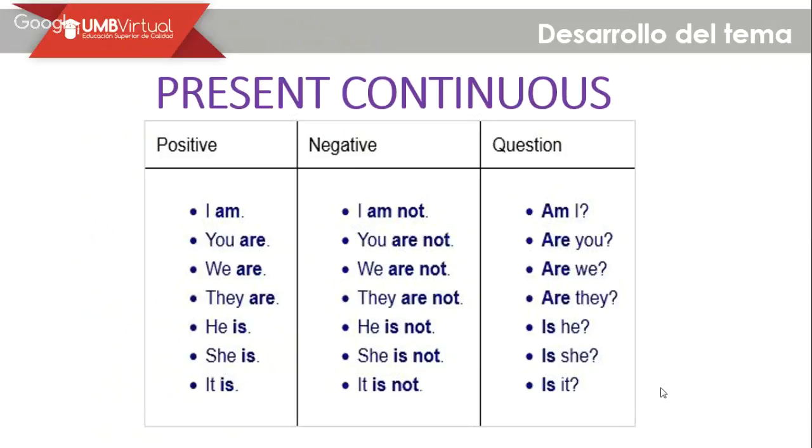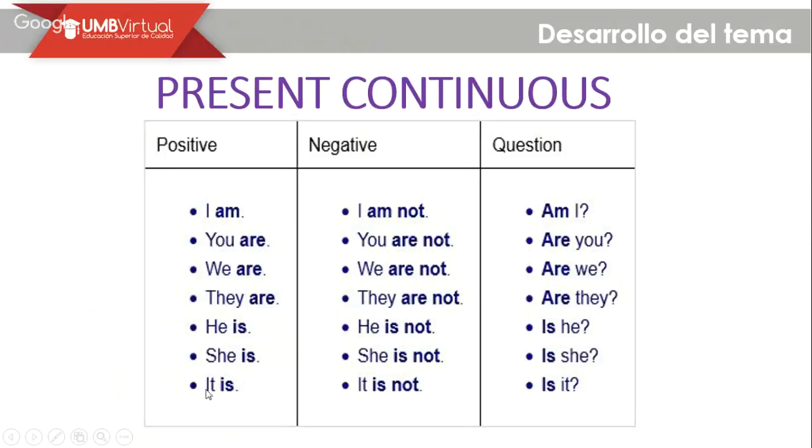In that regard, those sentences are according to different actions that we're doing at the moment we are speaking. So that's why we're going to see right here the positive statement, the negative one, and the questions. So for the positive one, we have this list. For the negative, that one, and for the questions, this one.